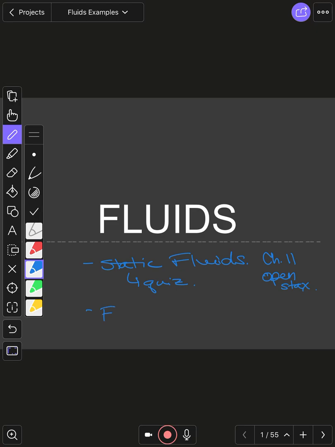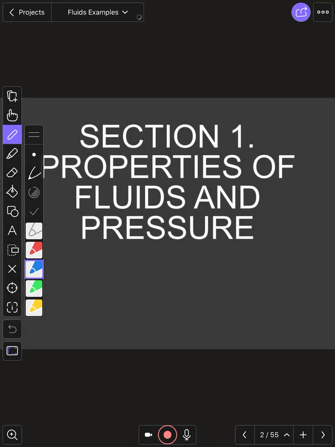Then I will move on to flowing fluids. So flowing, we call that dynamic fluids. Okay, so we'll talk about what happens when a fluid flows and how we can control that, okay? So section 1, and that's all I'm going to do today. Properties of fluids and pressure.